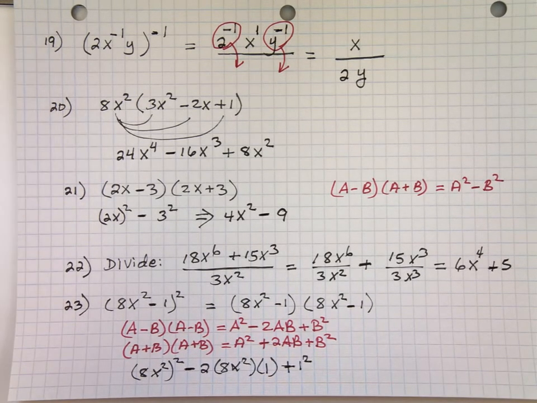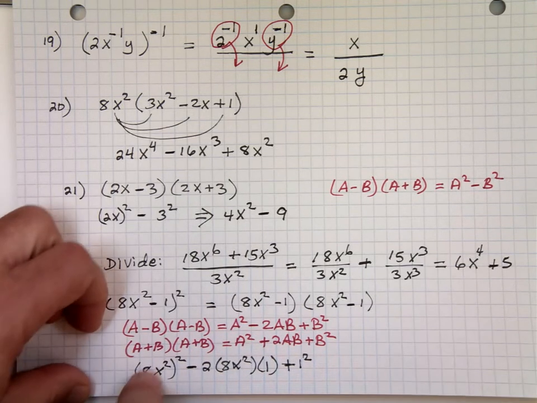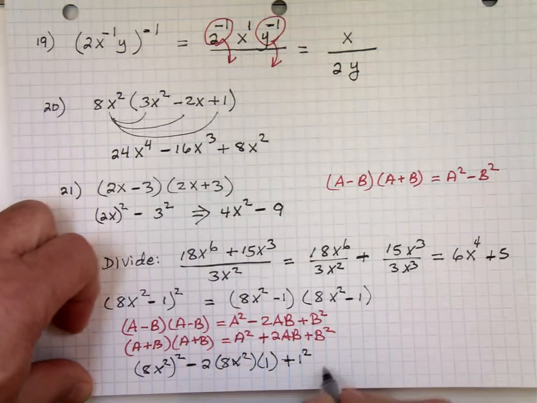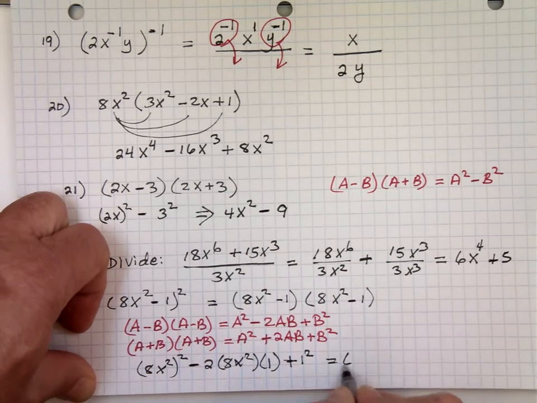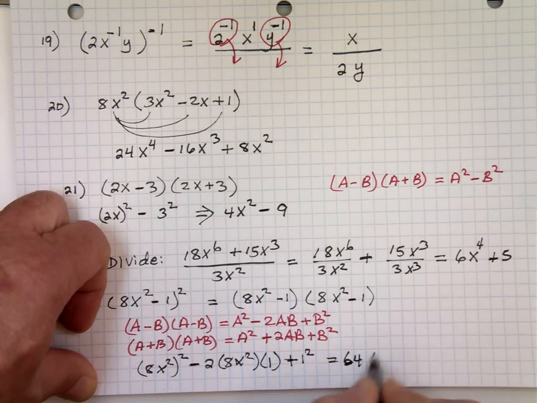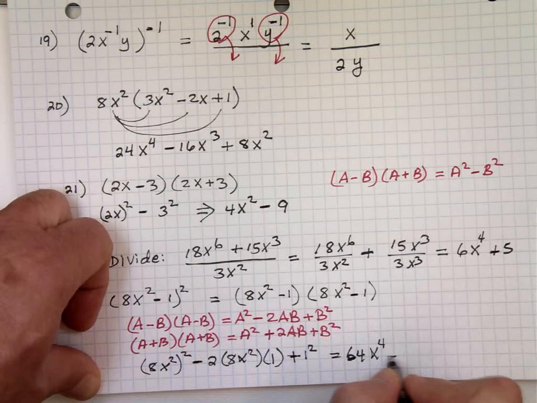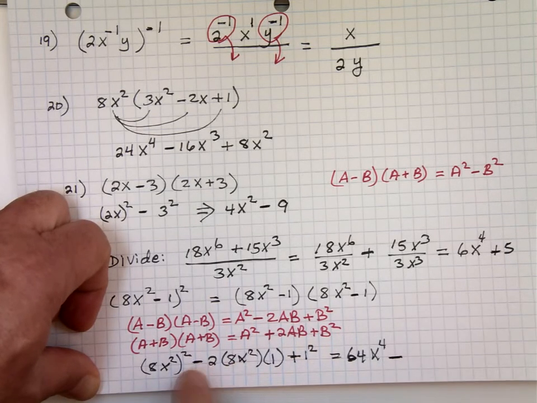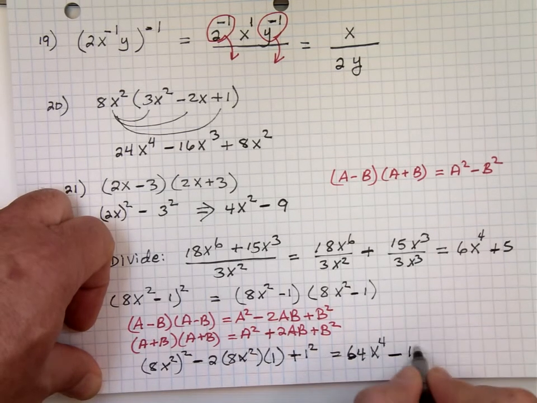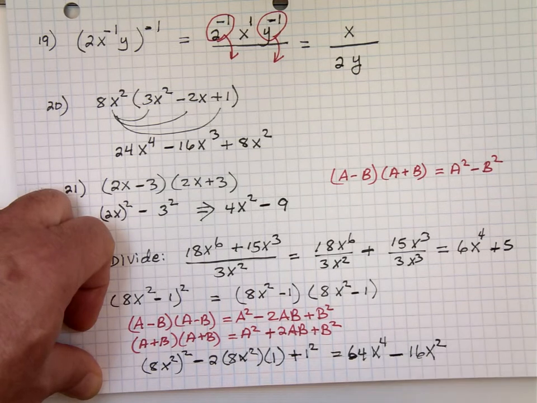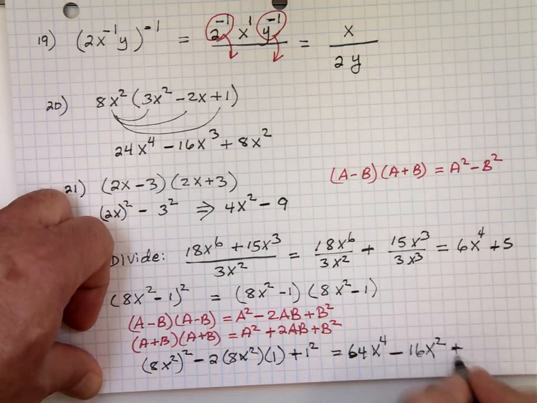What is 8x squared, squared? What's 8 squared? 64. X to the fourth. 2 times 8, which is what? 16x squared. Plus, what's 1 squared? 1.